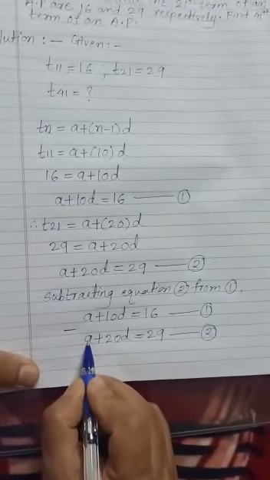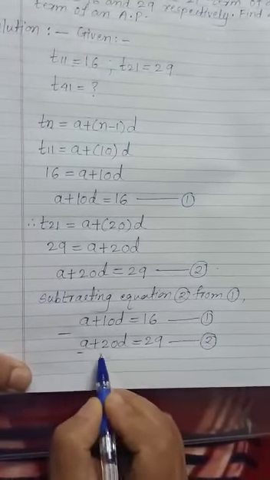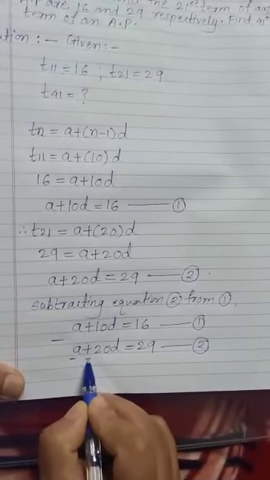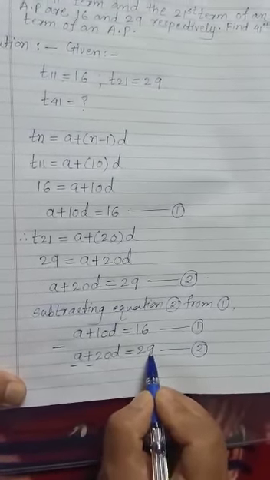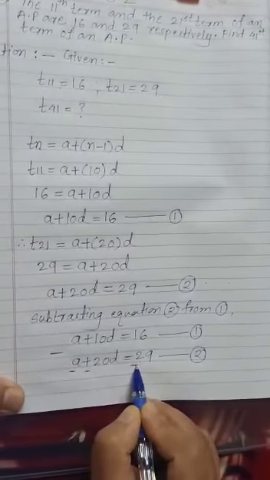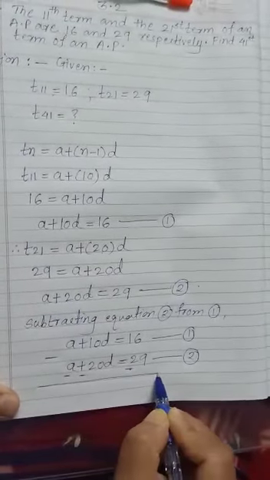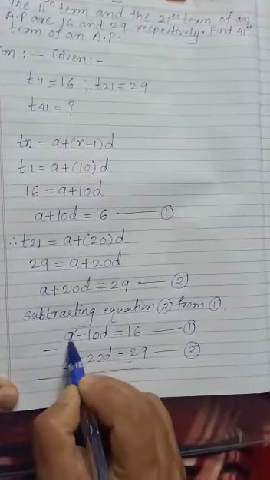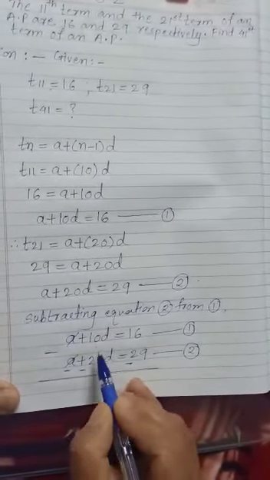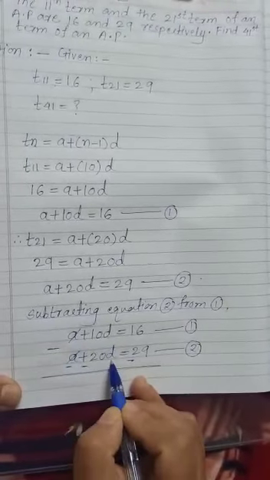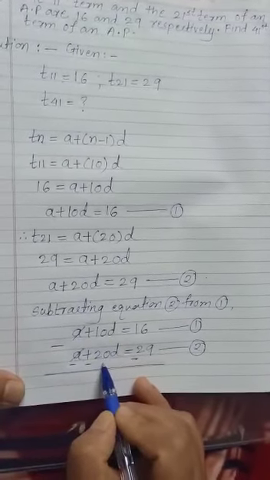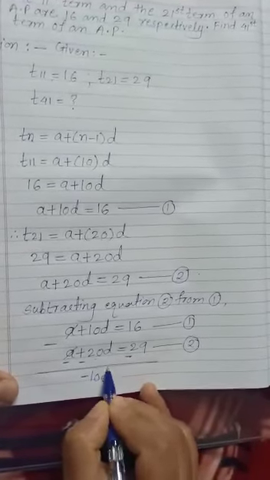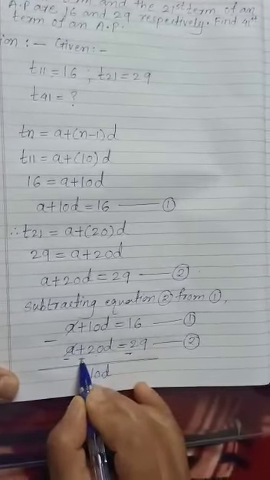Here a is positive, now we are making it negative. Here 20d is positive, again we are making it negative, and here 29 is positive, so we are making it negative. Now we will subtract this second equation from the first. So positive a and negative a will cancel. Understood? Here 10d and minus 20d means 10 will be subtracted from 20, then minus 10 will remain because 20 is the bigger number which is negative.